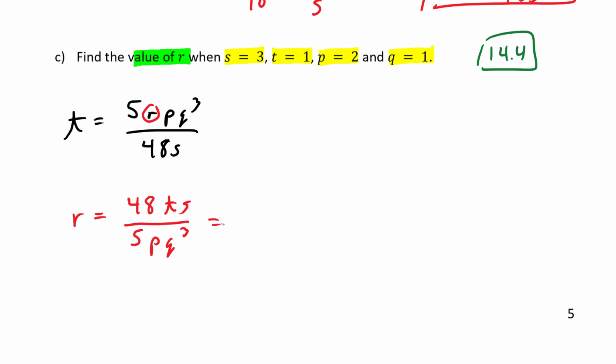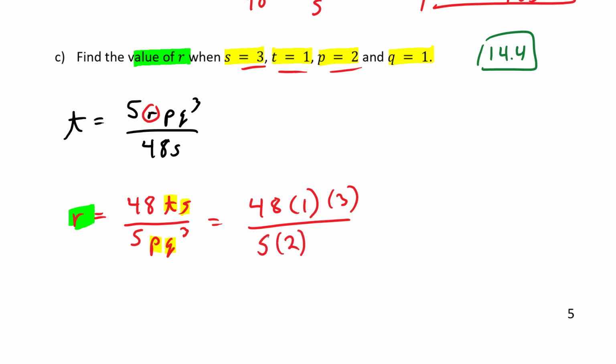Sub in the values now, right? I don't know this, but I know these values here. So sub those values in. 48 times T, T is 1, times S, which is 3. Divide that by P. Make sure you put the 5 in there. And then we have Q, which is 1. Work that out now. 48 times 1 is 48, times 3, 144. 5 times 2 is 10. 1 cubed is just going to be 1. So this is going to be 10.